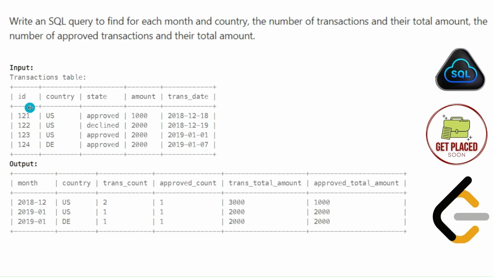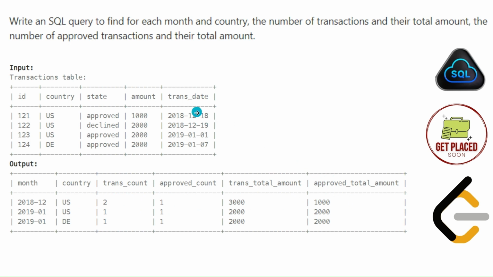In the example you can see different IDs, countries, state, amount and transaction date. Here in the output you are supposed to mention month and country. So for each month and country we need to calculate the number of transactions made. Out of these transactions, how many of them got approved, the total amount of transactions, and out of this amount how much got approved and successful. So all these things we are supposed to mention in the output. Now let's take an example.